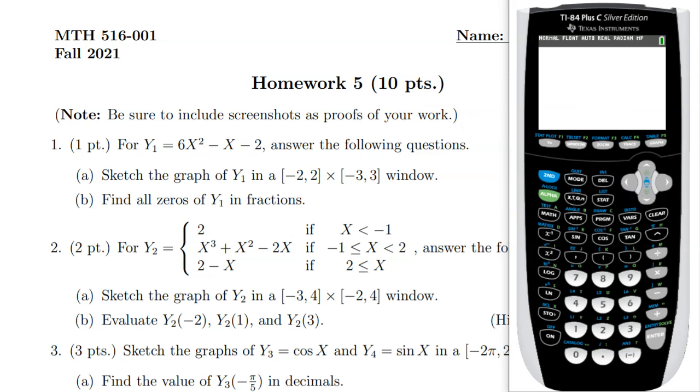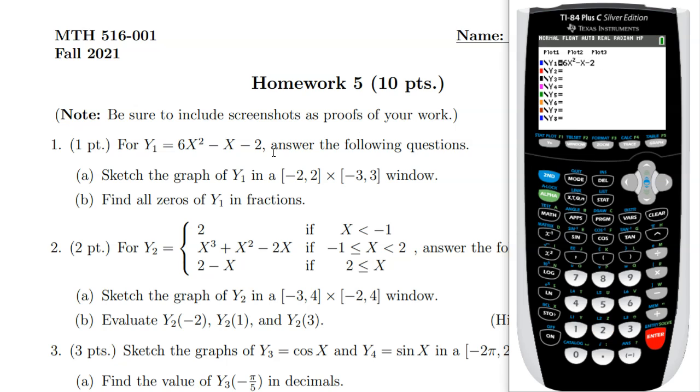All right, so bring out the calculator. Let's type in the function here. So it's 6 times x squared minus x minus 2. All right, hit enter.